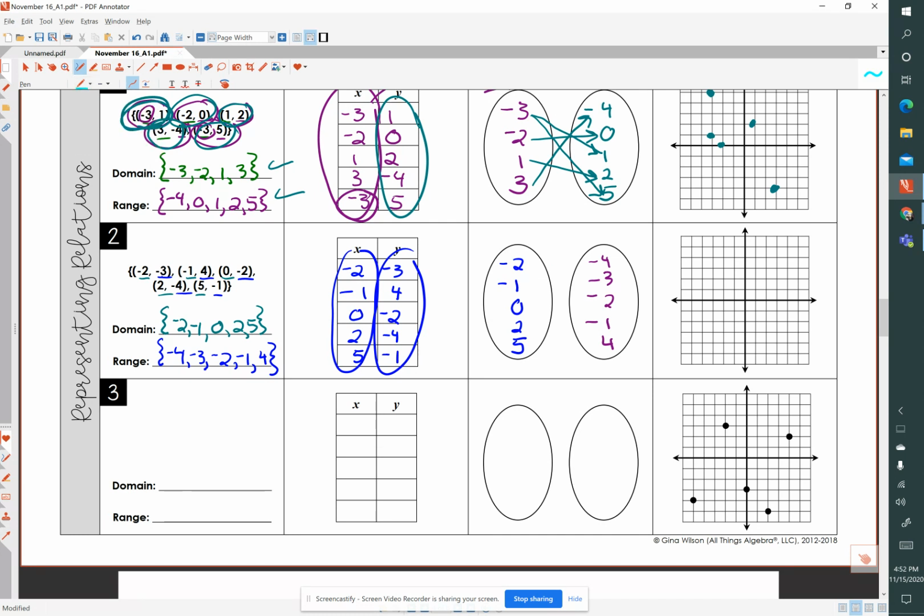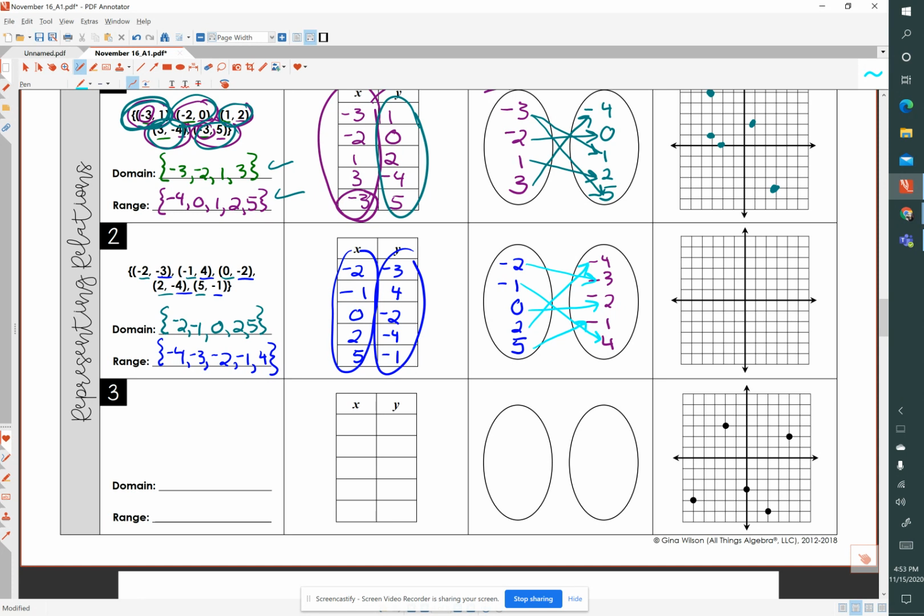So -2 maps to -3, -1 maps to 4, 0 maps to -2, 2 maps to -4. Oops, let me fix that. I put it to +4. Okay, so 2 maps to -4 and 5 maps to -1.